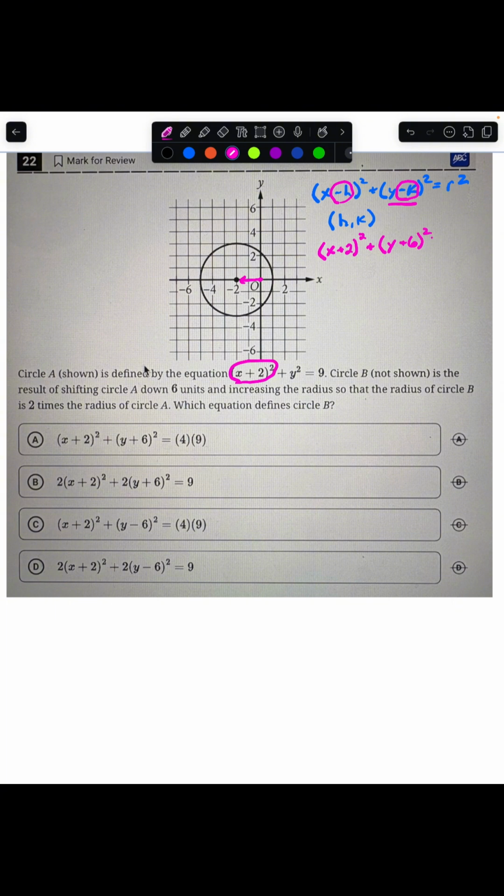And we know we doubled the radius from 3 to 6, and the right-hand side of this equation is the radius squared, so that has to be 36. And of course that aligns with answer A. I want to go over to Desmos real quick and just double check our answer.